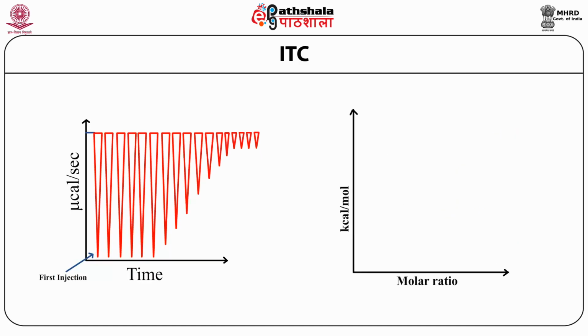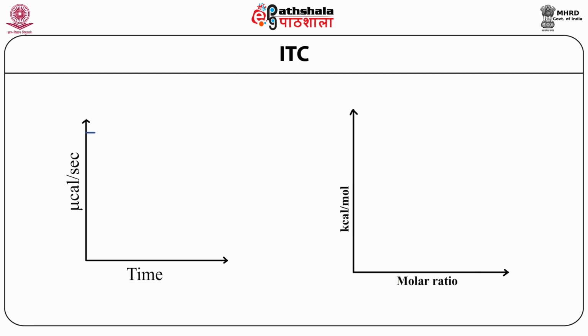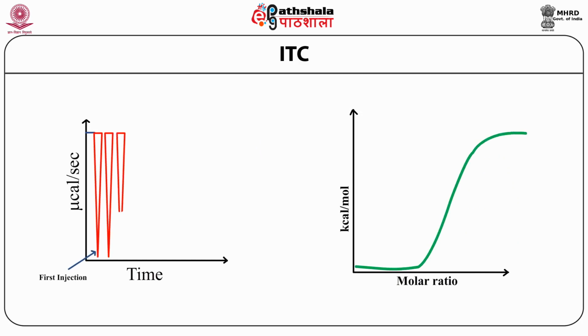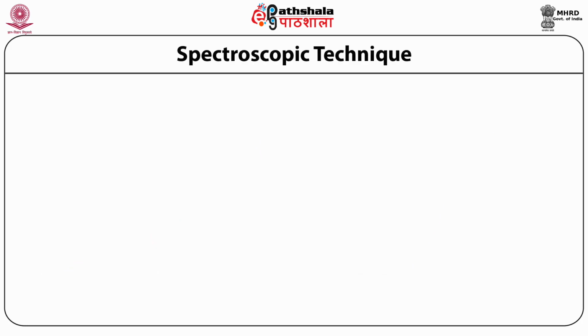So from one curve you get delta H and delta G, since you know the binding affinity, and if you know delta H and delta G, you can calculate delta S, and also you can get the information about stoichiometry. What are the other techniques?